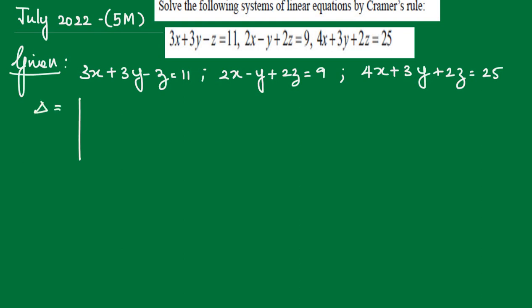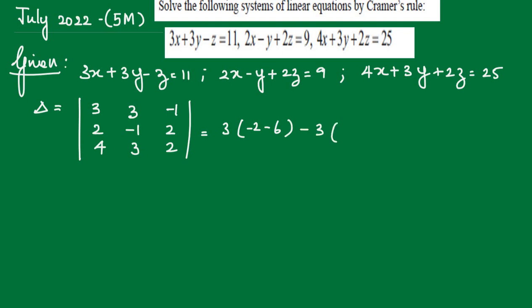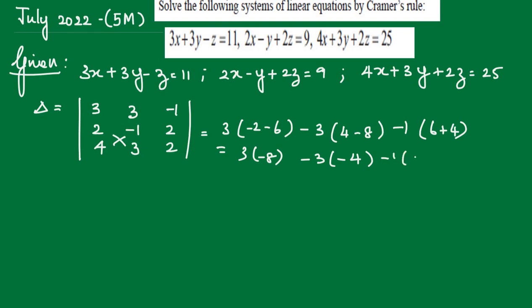Delta is equal to the coefficients of x, y and z in the first linear equation. We write in the first row 3, 3, minus 1. The second equation 2, minus 1, 2. Third equation, the coefficients are 4, 3 and 2. Expanding the determinant, we get 3 into minus 2 minus 6, minus 3 into 4 minus 8, minus 1 into 6 plus 4. Now this is equal to 3 into minus 8, minus 3 into minus 4, minus 1 into 10, which is equal to minus 24 plus 12 minus 10, which is equal to minus 22.